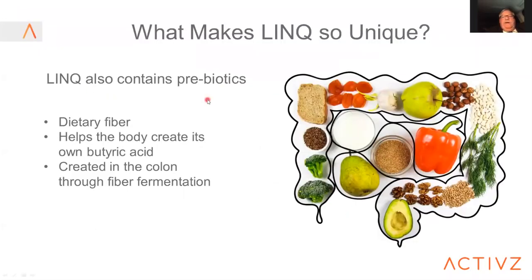So what makes our LINQ product so unique? Well, I think we've kind of covered some of that. I would suggest we've already covered it, but in presentations, we like to tell you what we're going to tell you, and then we like to tell you what we've told you. And so we're going to go back over some of this because we want to tell you what we've already told you. Let's go to the next slide.